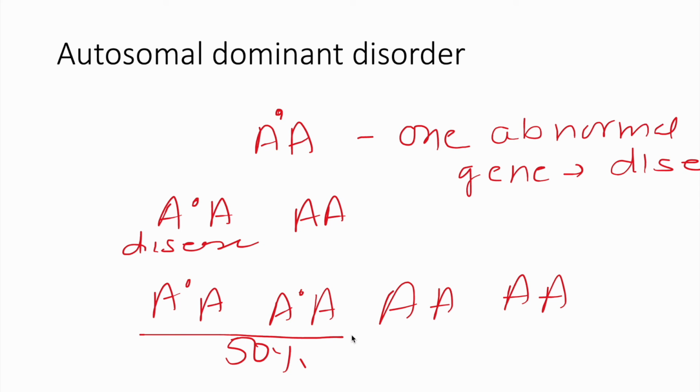This happens in a dominant disorder. It's different from a recessive disorder. So the child will have a 50% chance of having the disease in every pregnancy.